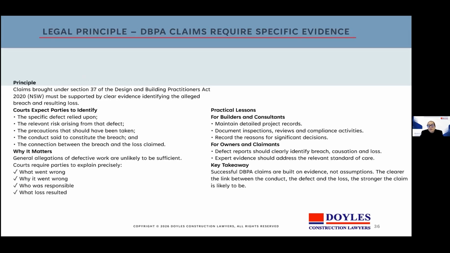The DBPA claims require specific evidence. Claims brought under Section 37 must be supported by clear evidence identifying the alleged breach and resulting loss. The courts expect specifics of the defect, the relevant risk, the precautions, the conduct, and the connection between the said breach and the loss claimed. So, in layman's terms, they expect what went wrong, why, who was responsible, and what loss followed. General defects claims won't carry the claim. The focus remains on the evidence.